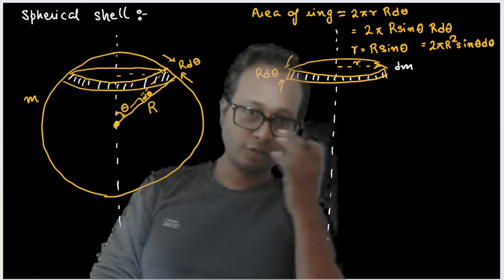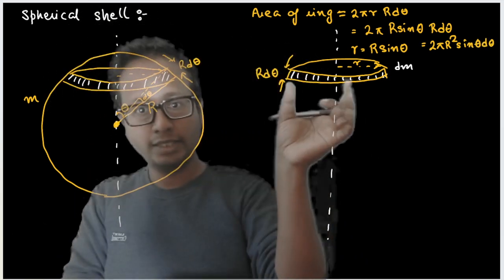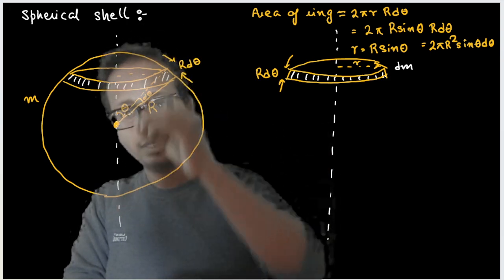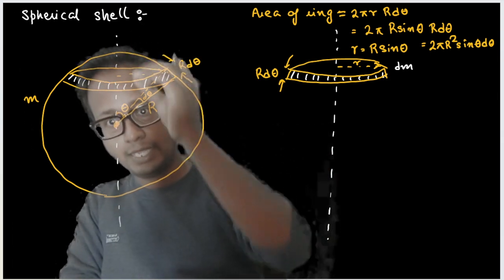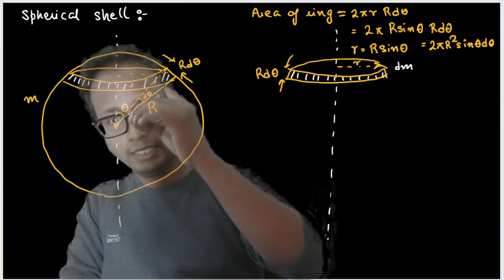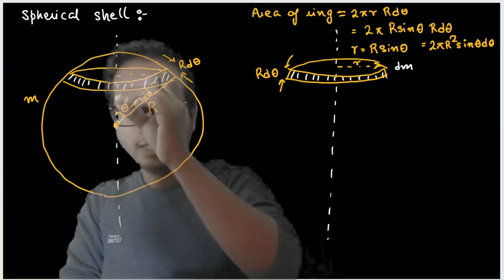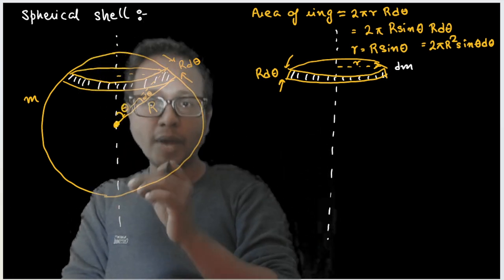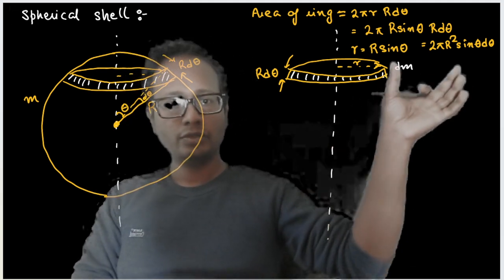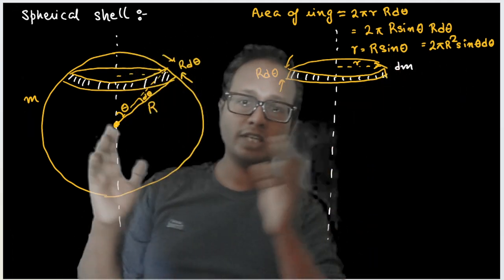Now my entire problem is solved. I just have to integrate this ring from top to bottom. And how do I do it? If I take theta out here like this, at the top, when I'm taking this ring, theta is equal to 0, and at the bottom, theta is 180 degrees or pi radians.